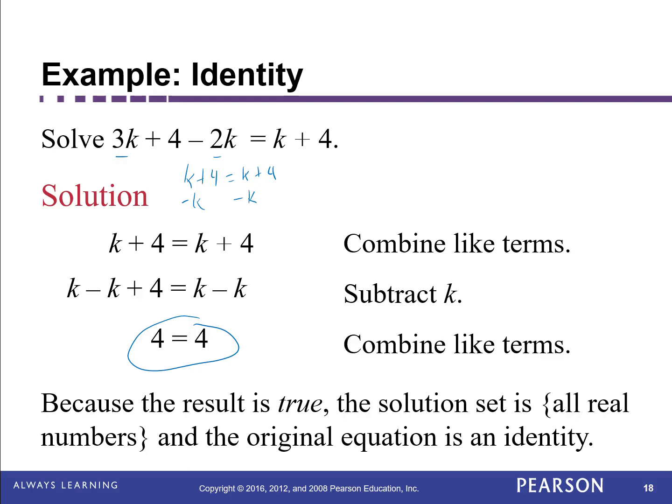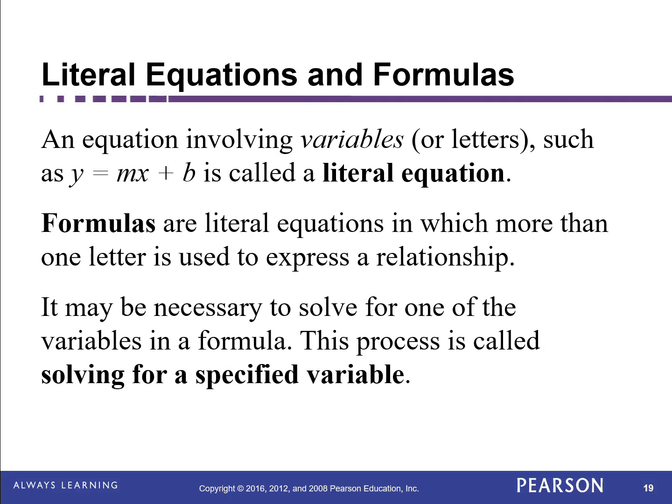And what that means is that the solution set is all real numbers, and the original equation is an identity. It basically means I can plug anything I want into k here, and the solution will still come out to be true. So I could plug 0 in for k, I could plug 1 million in for k, and it still turns out to be a true statement at the end. So it has an infinite number of solutions, or its solution set is all real numbers, anything you could put in.